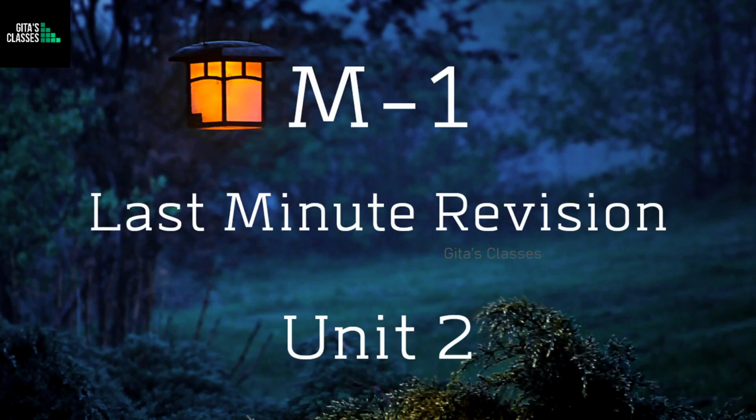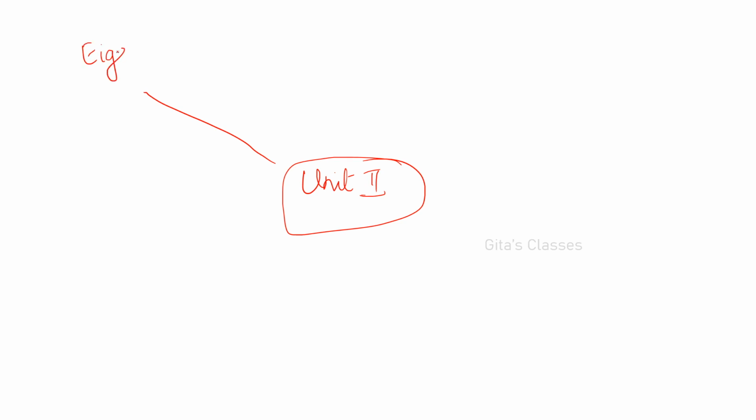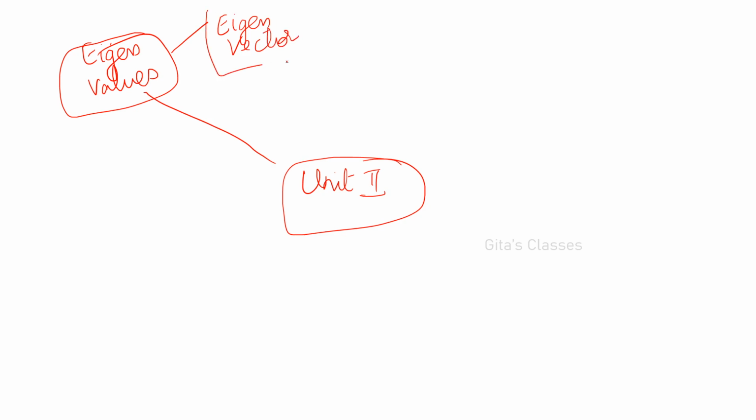Now we are going to see the revision of Unit 2 of M1. So in Unit 2, again we are going to see a mind map only. In Unit 2, the first topic is eigenvalues. From there, eigenvectors. Using eigenvalues, for every eigenvalue you can find out an eigenvector.